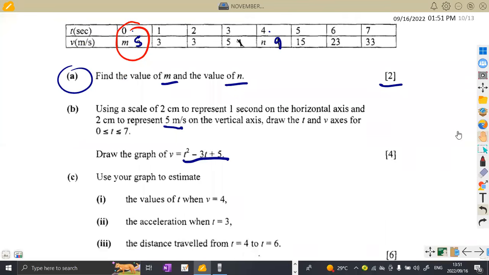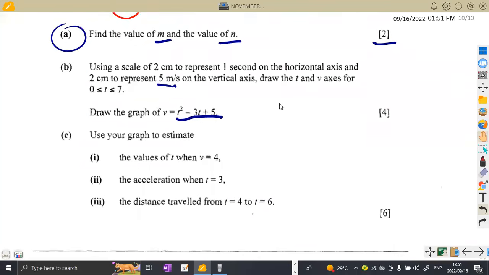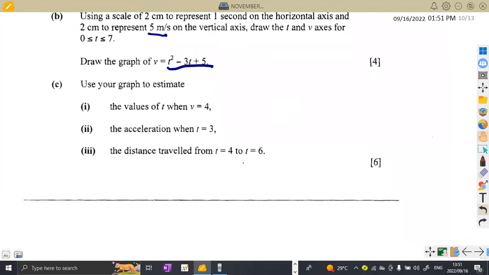The other question now is asking us to use your graph to estimate. Take note, guys, it's your graph that you are using. And it's an estimation that is taking place, which means your values are not exact, it's an estimation. So we want to estimate item 1, the values of t when v is 4. So we are given velocity.